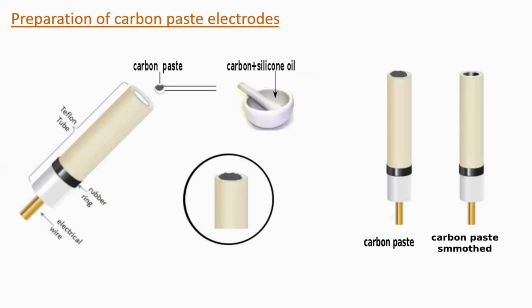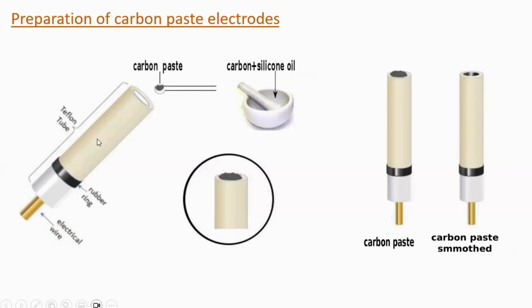So now let's think about how to prepare the carbon-based electrode. It is very simple. You take some carbon powder, in our case graphite, and add some binder. Here silicon oil is the binder. You add it to a pestle and mortar and grind it for 20 to 40 minutes. Then you get a homogeneous paste of the graphite powder and silicon oil. Then take it and fill it in a Teflon tube.